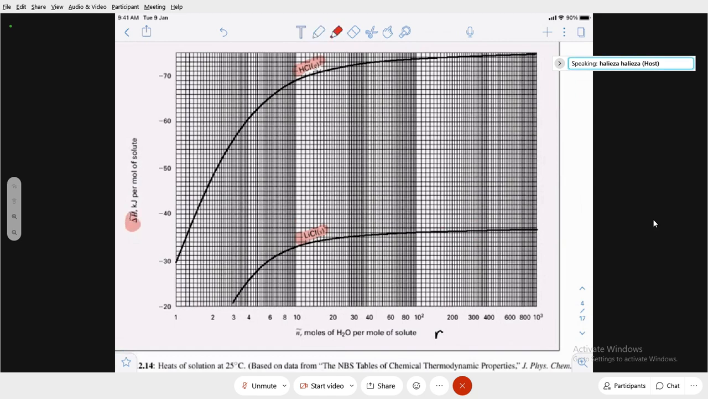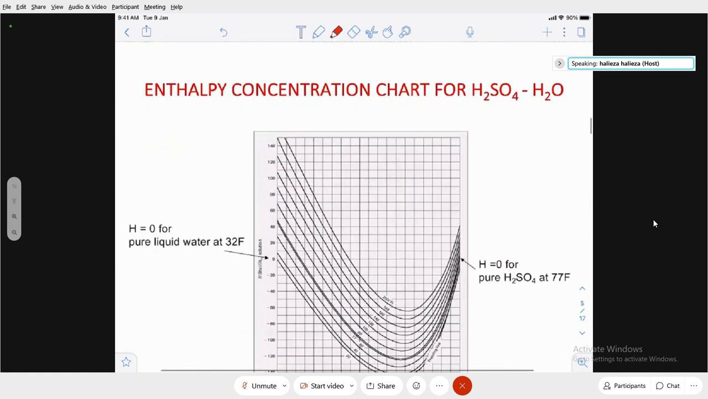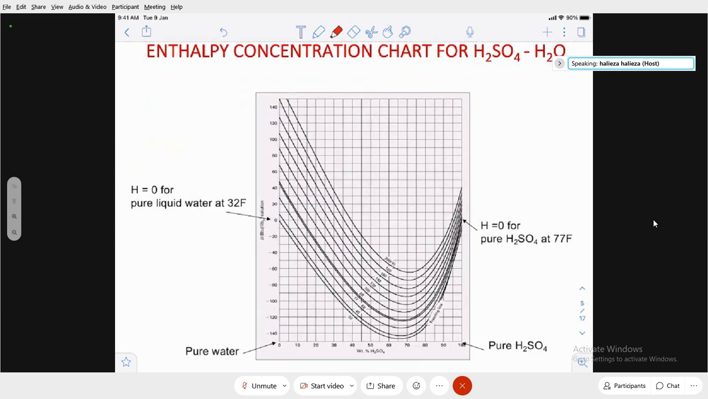That's your enthalpy of mixing. So you can get it in table form or in graph form. Then this is another graph that we used last week, the enthalpy-concentration chart for sulfuric acid versus water. And you will know the reference state.